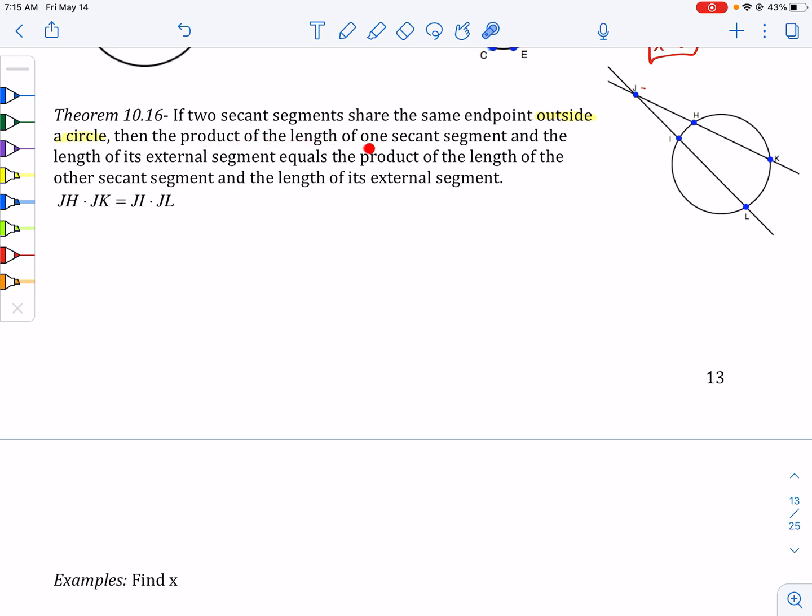then the product of the length of one secant segment and the length of its external segment equals the product of the length of the other secant segment and the length of its external segment. A lot of words to describe what's going on, but we've got this secant segment here times by the segment that's outside the circle, so this part right here, equals the same value as the other secant segment times by the part that is outside the circle.